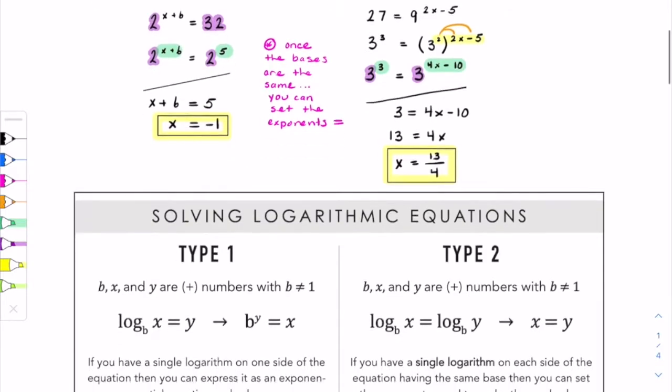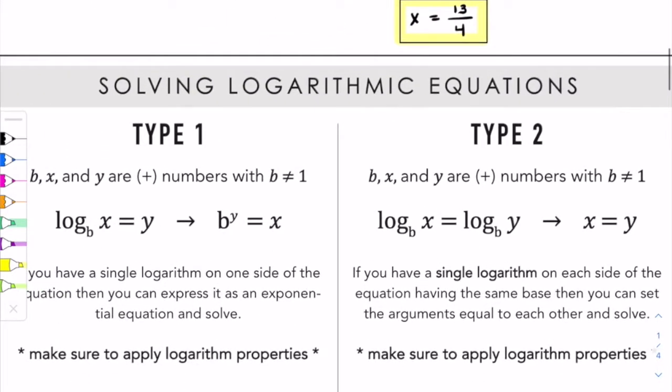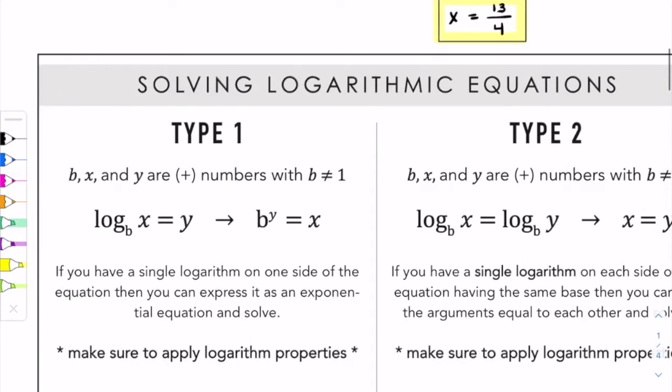So now we're going to work towards solving log equations. There are 2 types of log equations that we're going to be looking at. The first type is when you have a logarithm only on one side. If you look at my example right here, it's log base b of x is equal to y. That means there is only a log on the left side of the equal sign. It could technically be on either side, but in this case, it's on the left.